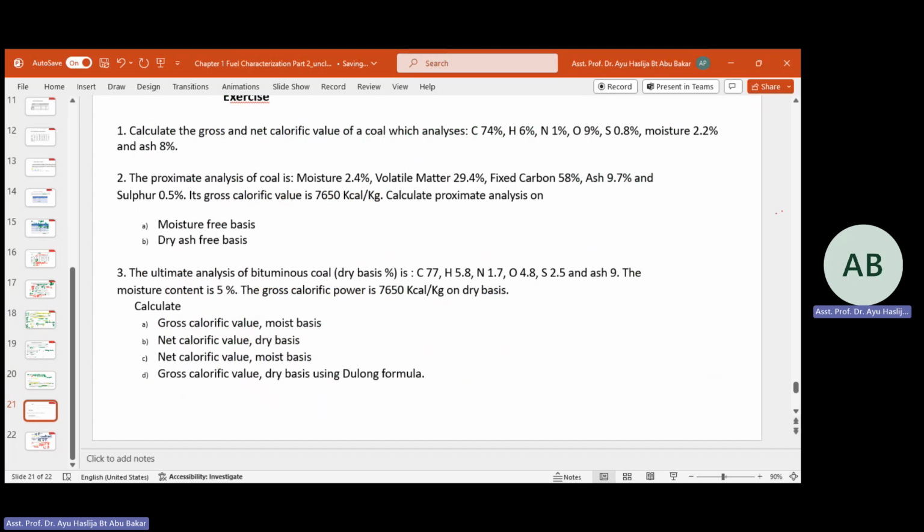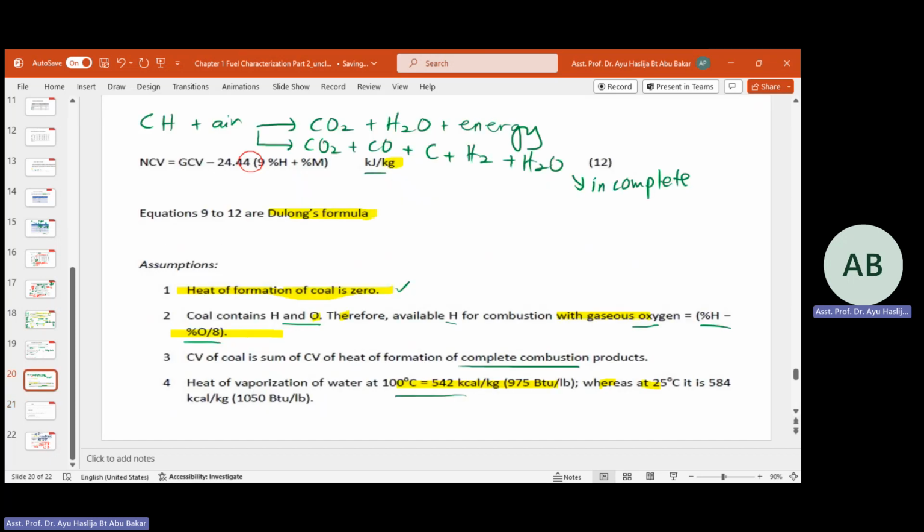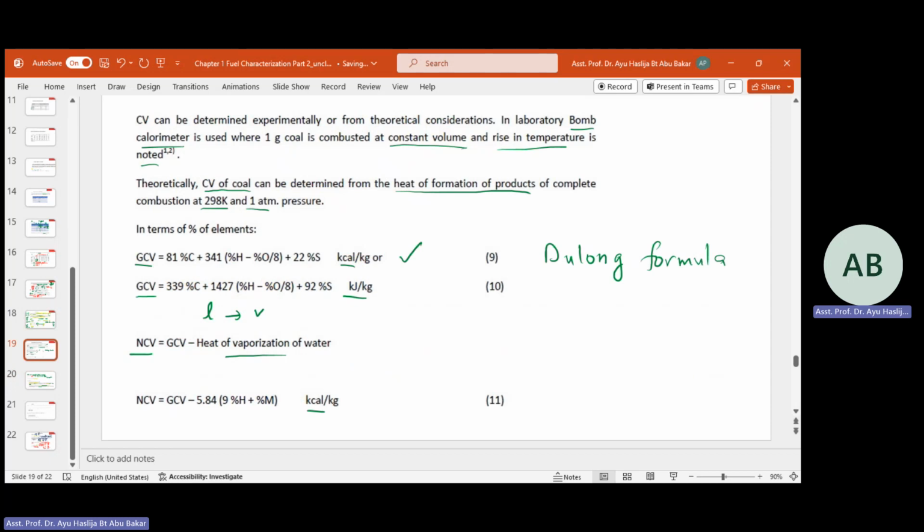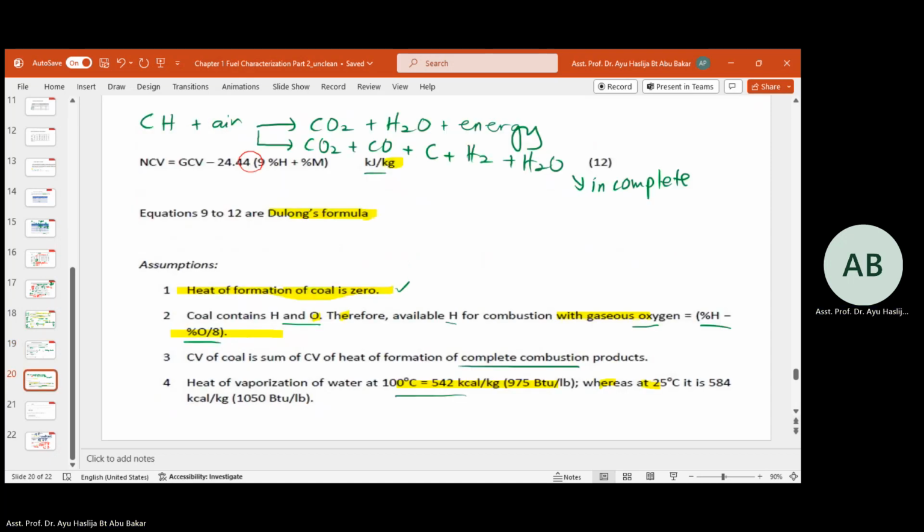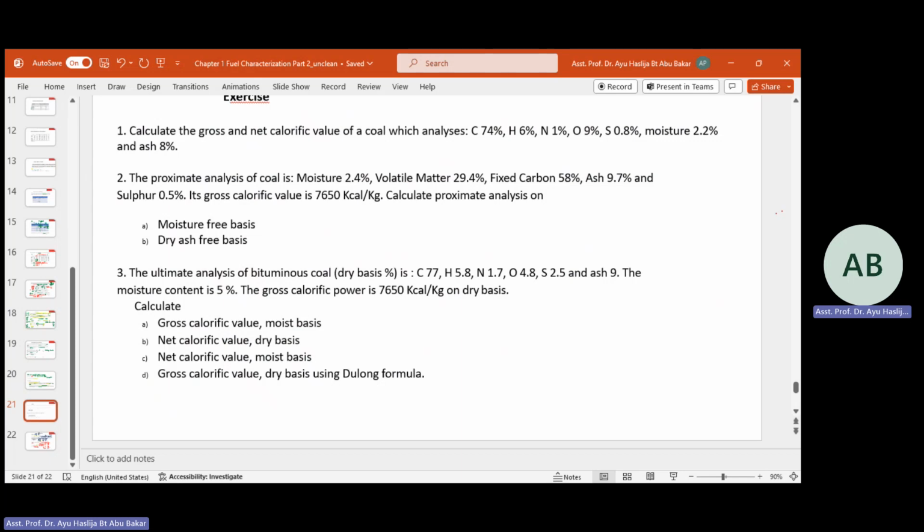Okay, now we try to do the exercise, to use the equation. Snap a picture of the equation first. Do you have it, or is it in the notes? Already downloaded the notes? Bring to front. Is the equation there? On the slide, is it okay? Okay, we try to do the exercise first, using the Dulong's formula.